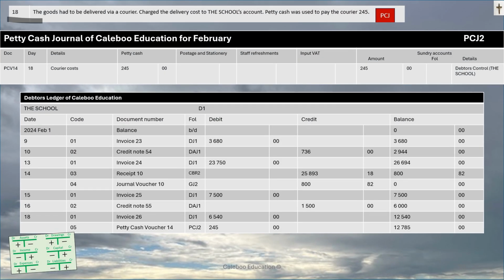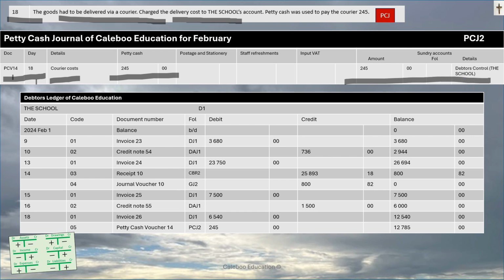Also on the 18th, the goods had to be delivered via a courier. So the delivery cost was charged to the school. So we used petty cash to pay for the goods to be delivered to the school. So we record this in the petty cash journal. A petty cash voucher was used. The day was the 18th. It's just courier costs. The amount was 245.